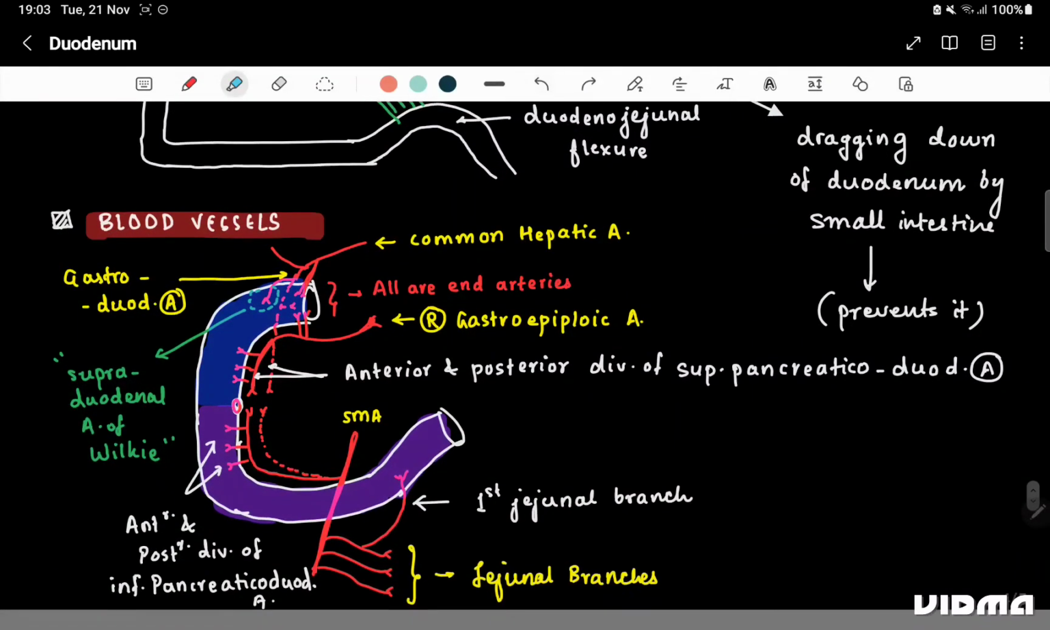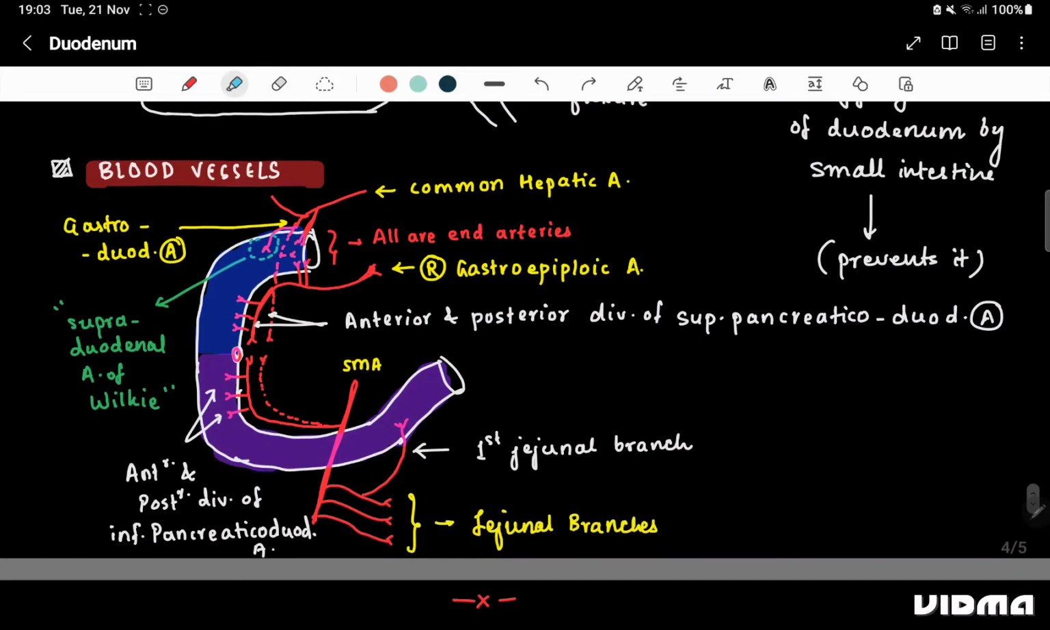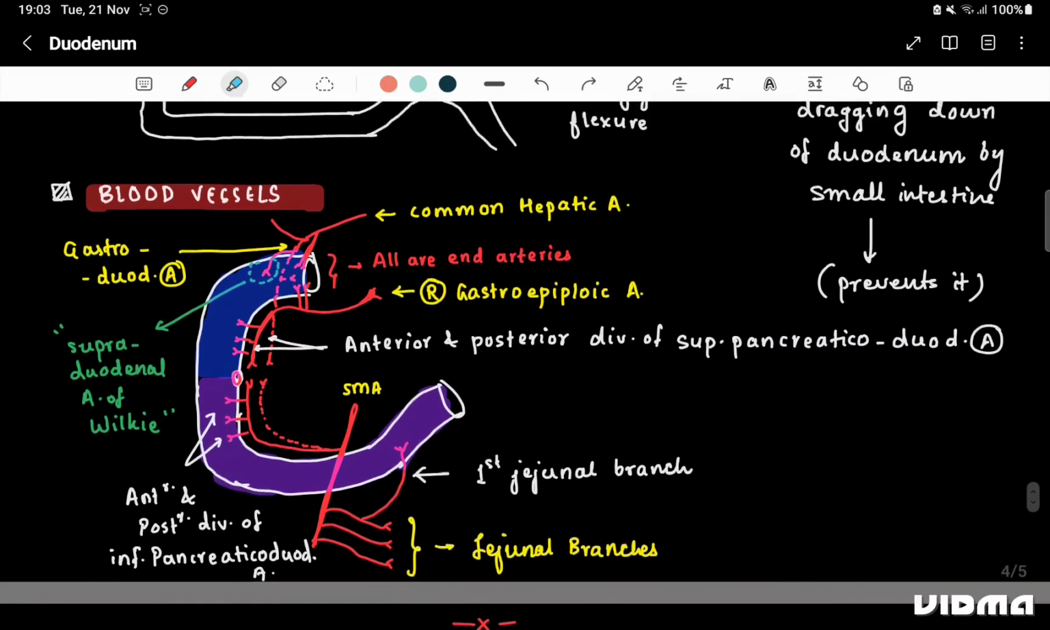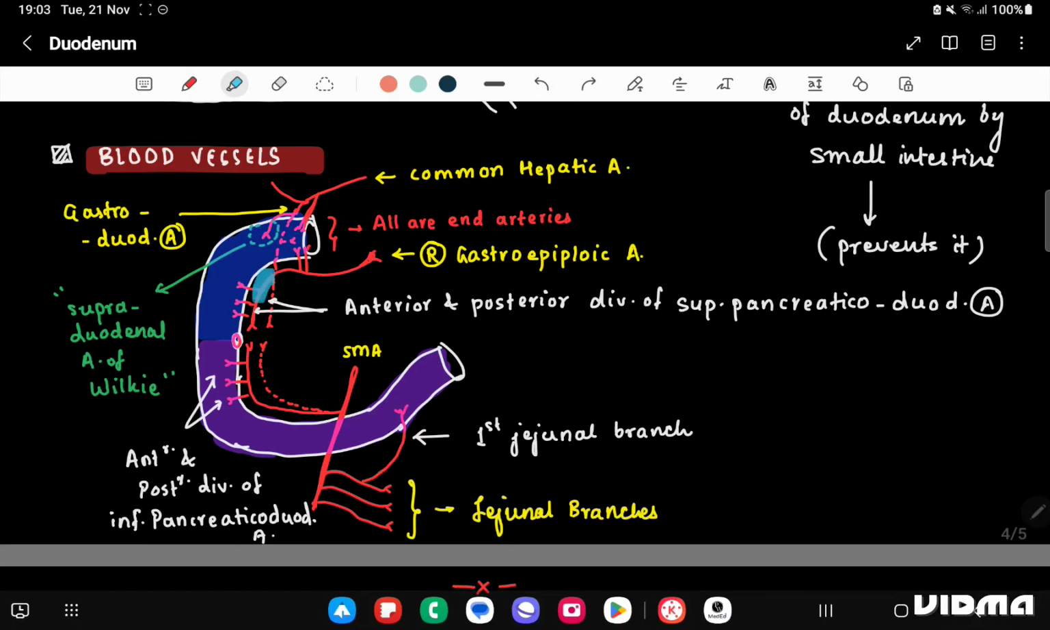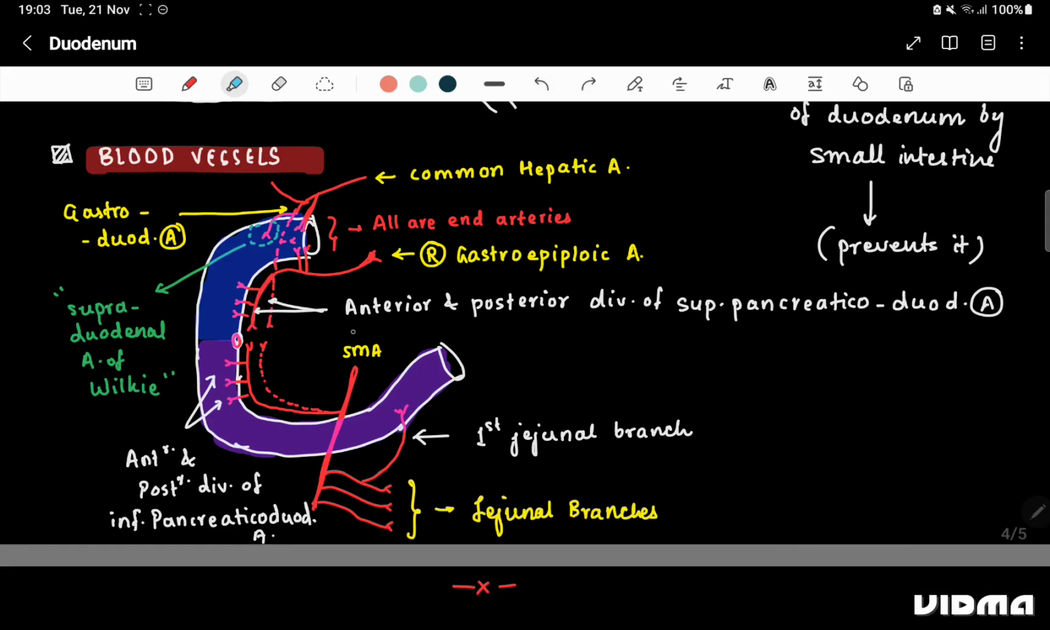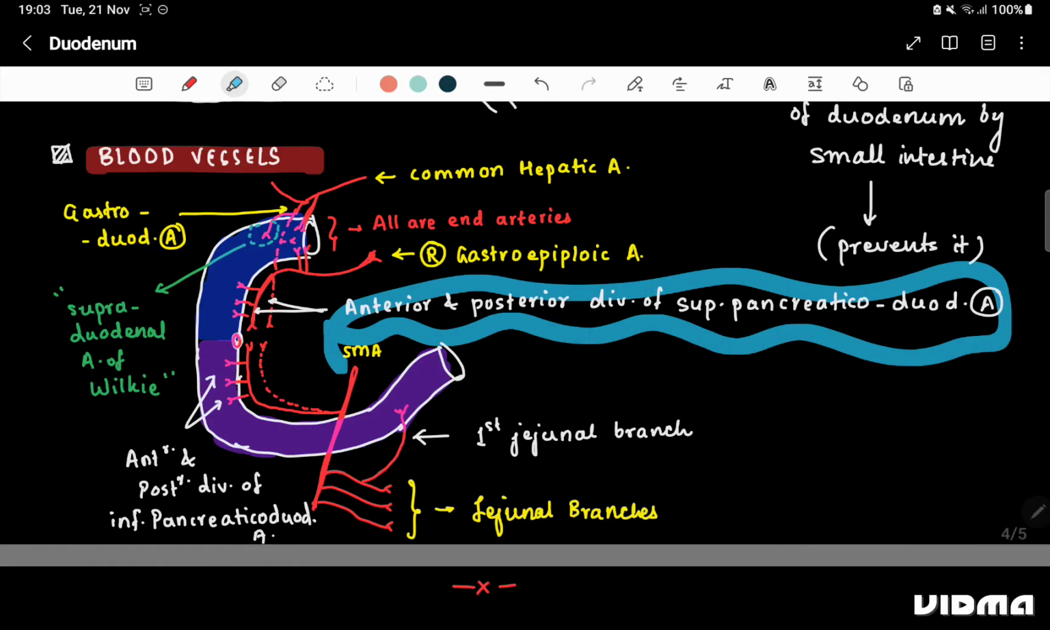After that, let's discuss the blood vessels in a little bit more detail. I told you that the first part is supplied by end arteries. Here is our gastroduodenal artery, and the common hepatic artery gives branches. Then we have the right gastroepiploic artery, which supplies the first part as well as half of the second part, and which also divides into the anterior and posterior divisions of the superior pancreaticoduodenal artery.